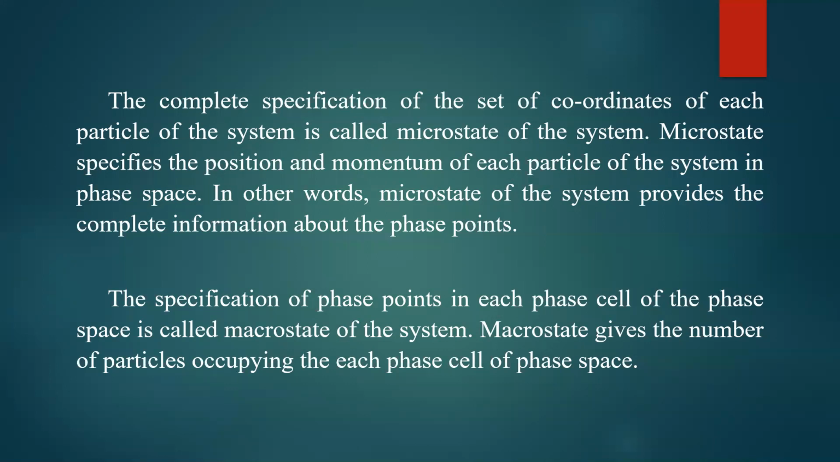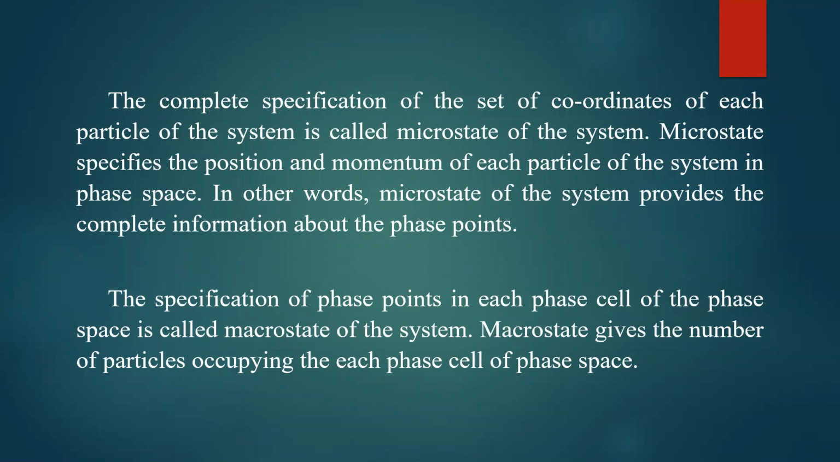Then the micro state of the system: inside the box, there are balls numbered from 2 to 10. That is the micro state of the system. The micro state of the system gives the complete information. The macro state gives only a rough estimation.